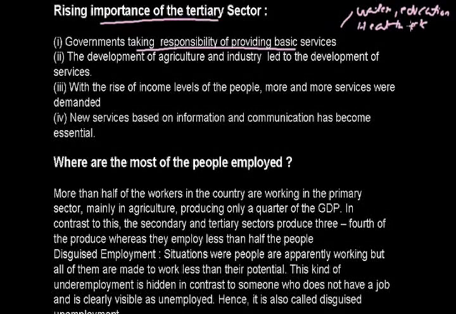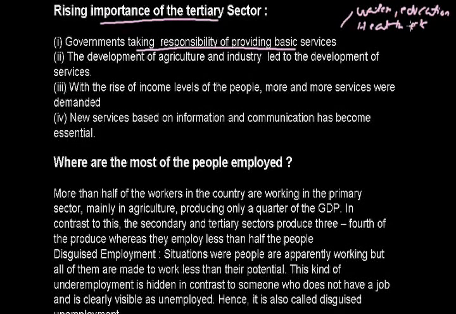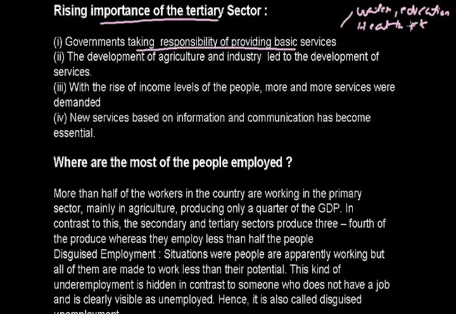Providing all these types of services is the responsibility of government. Even though the private sector is there, the private sector charges very high for providing these services. Because the main aim of the government is the welfare of the people, the government has taken the responsibility of providing these services to the masses. Because the population is very high, we require a large number of services, and if the responsibility is of the government, obviously this sector is expanding very fast.